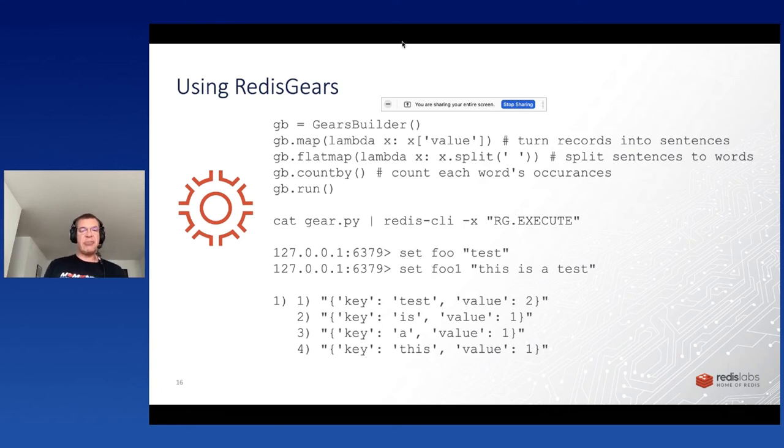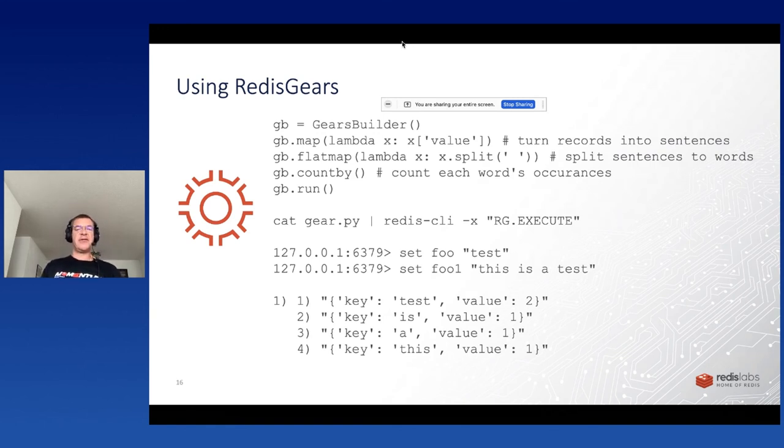So set foo test, these are Redis native commands, essentially set a key foo to a value called test. This is a typical string operation, and the key foo1 is set to this is a test. What the gear depicted on the slide does, first of all, it extracts the values from the keys, and this is exactly the gb.map invocation. The GearsBuilder just creates a gear on the server side. So gb.map essentially takes the contents of the database, in that case foo1, and extracts the values. Then gb.flatmap takes these records and splits them based on spaces, meaning for the string this is a test, you would get the sub-records this, is, a, test. So essentially, flatmap takes a record and produces four sub-records based on the split.